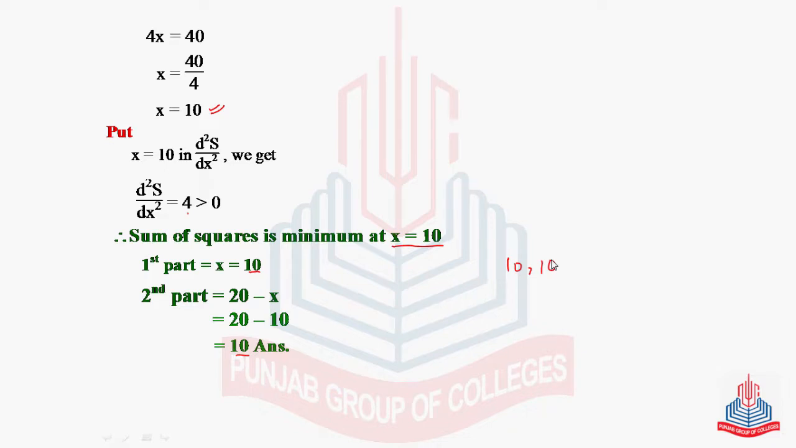Like we can check 10 square plus 10 square, 100 plus 100 returns 200. For 5 and 15, 5 square is 25, 15 square is 225. So 225 plus 25 will give us 250. So we can check that 200 is a minimum value compared to this 250. Similarly, you can compare all other possibilities, and it can easily be verified that this is the required value which returns a minimum as compared to all other possibilities.